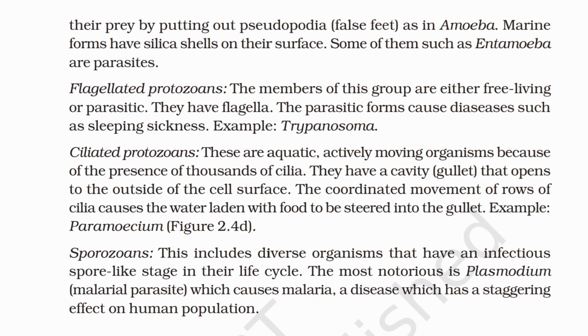They have a cavity, the gullet, that opens to the outside of the cell surface. The coordinated movement of rows of cilia causes the water laden with food to be steered into the gullet. Example, Paramecium. And the last one, sporozoans.